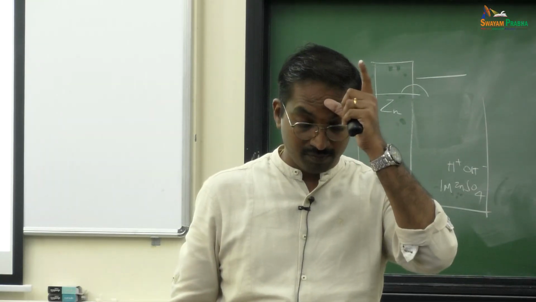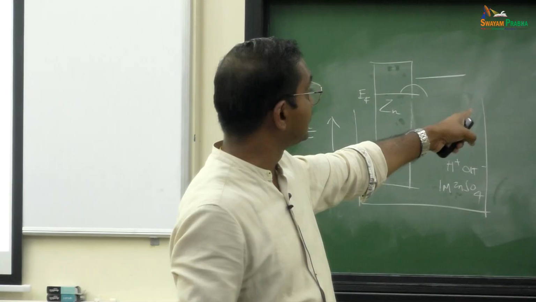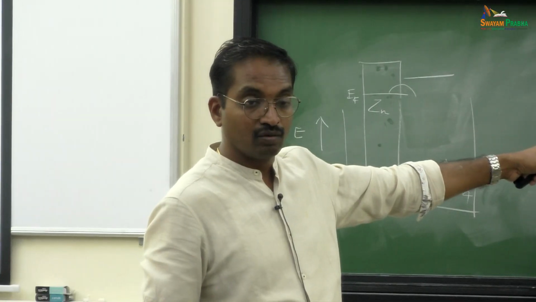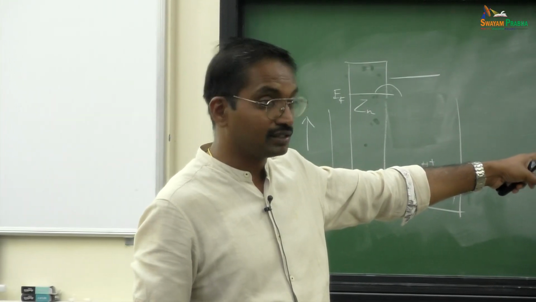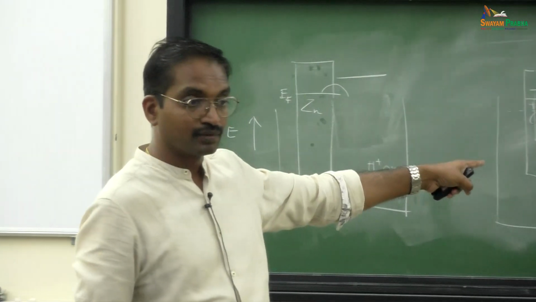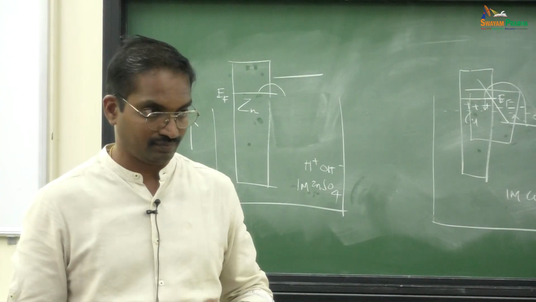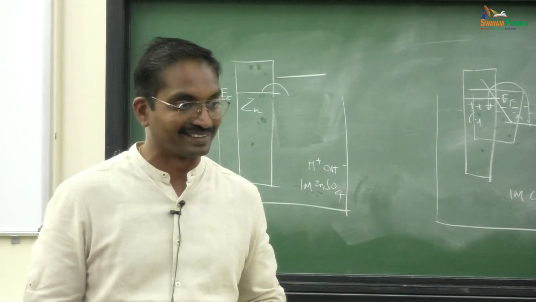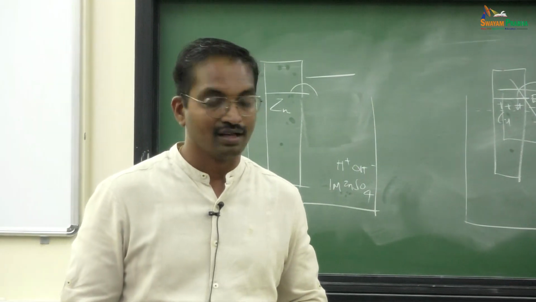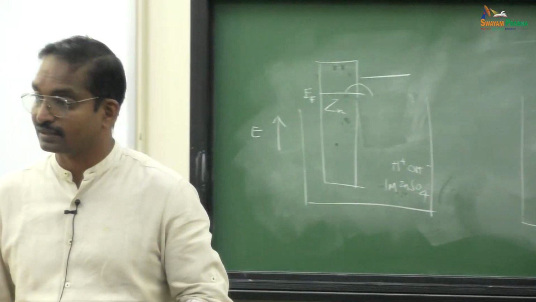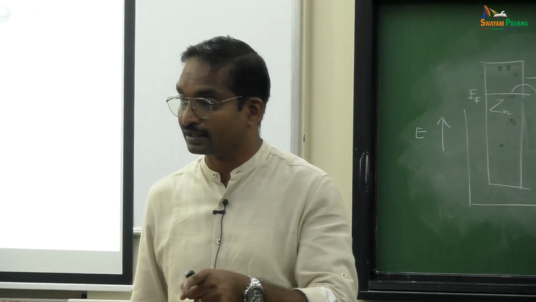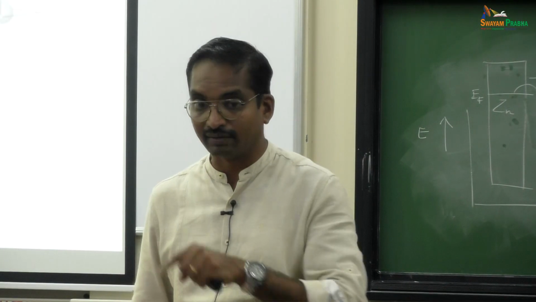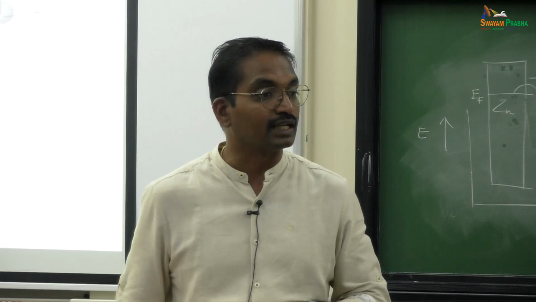Some interfaces will quickly reach this equilibrium level, some will go very slowly. That means even for this reaction there is an activation barrier, correct? Those interfaces or electrode-electrolyte combinations which reach this equilibrium potential very quickly will be used as reference electrodes.